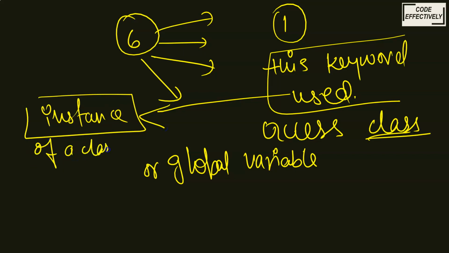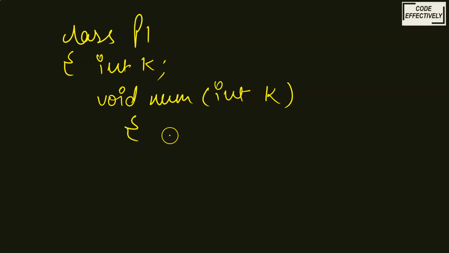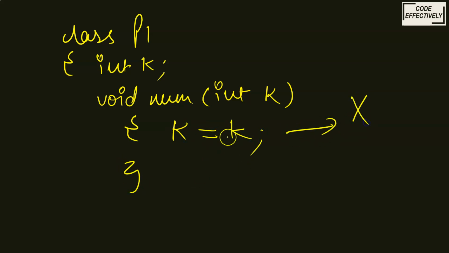Okay, what does it mean? Let me clarify it to you. We have a class, let's say P1, and these are the global variables. Let's say int k is the global variable, and I am using a method, void num. And in the parameterized argument also, I took the variable name the same as that of the class variable, or the global variable. Now I just said k is equals to k. This is wrong, because the compiler will get confused which k you are referring to. Are you referring to the class variable k, or the local variable k?